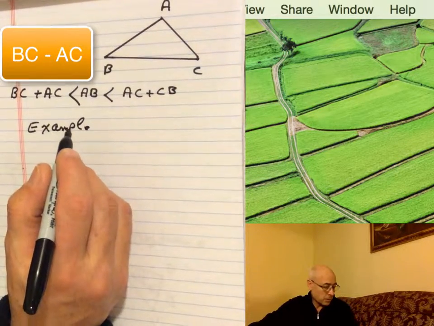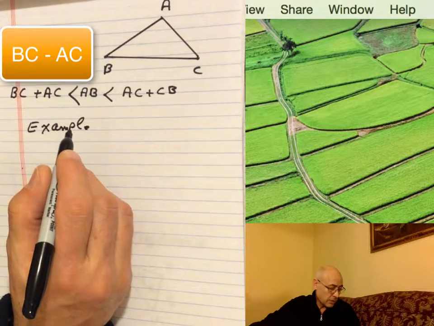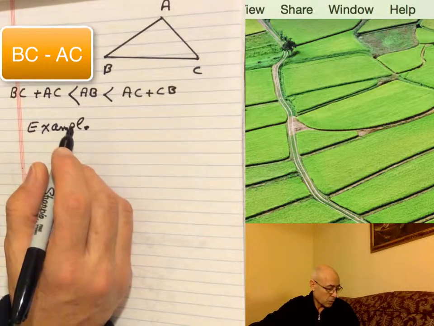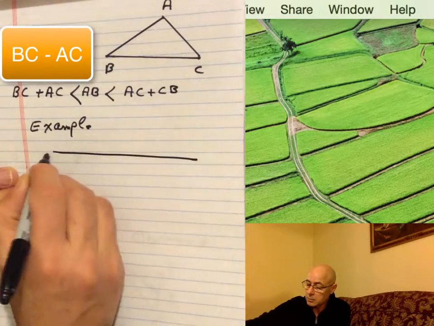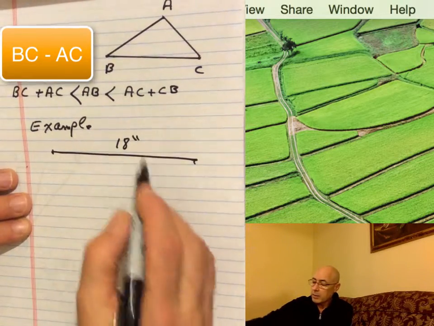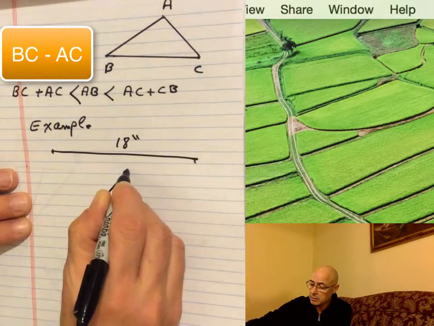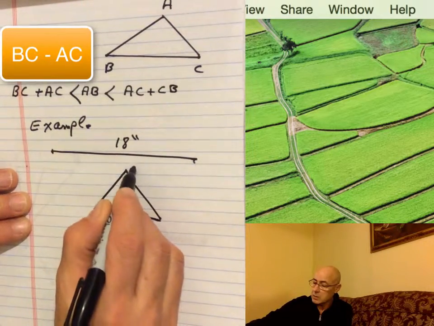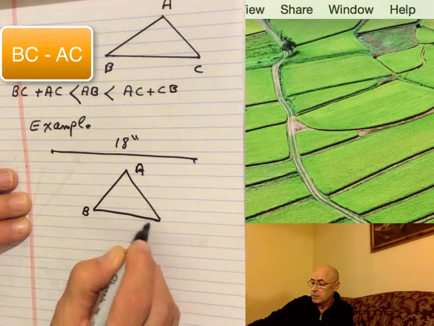In this example, it's here in the book. I'm just going to copy it from the book. They said that you are given an 18-inch piece of wire. You want to bend the wire. So I have a piece of wire, 18 inches. I want to bend this wire to make it look like a triangle. After I bend it to look like a triangle, I'm going to call it ABC.